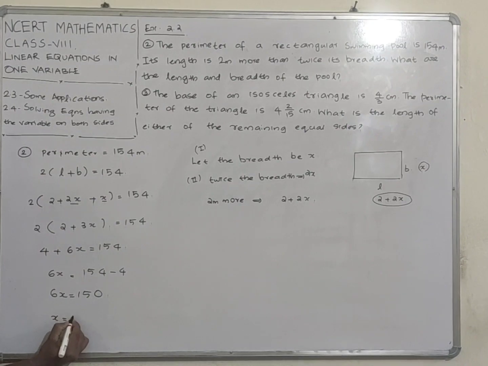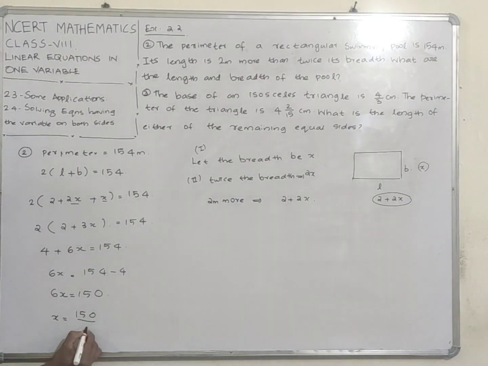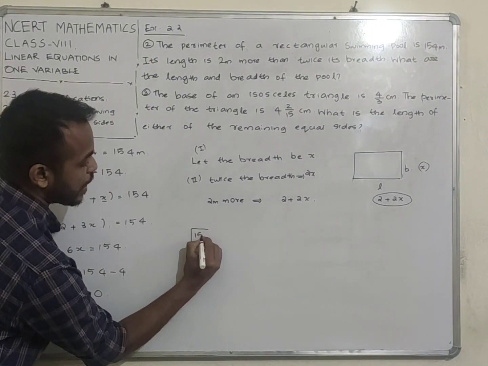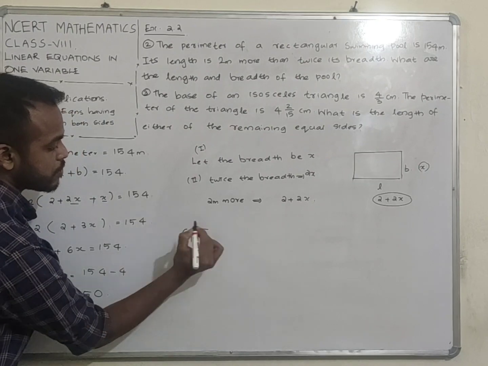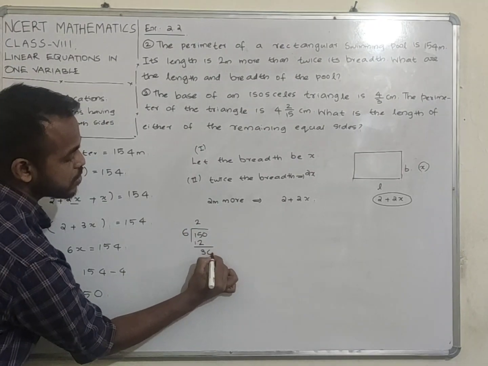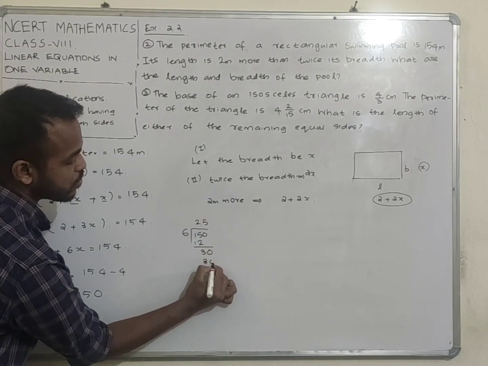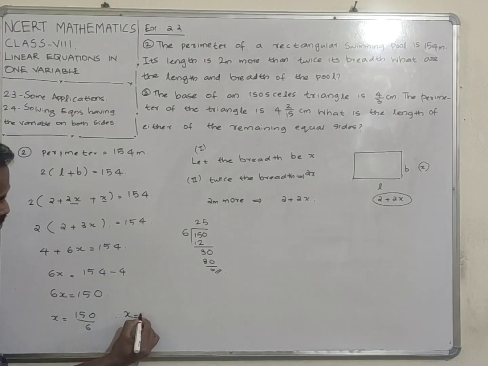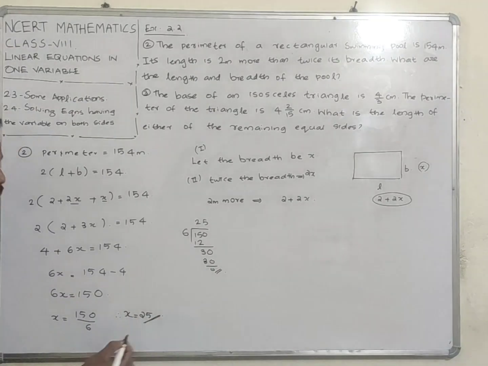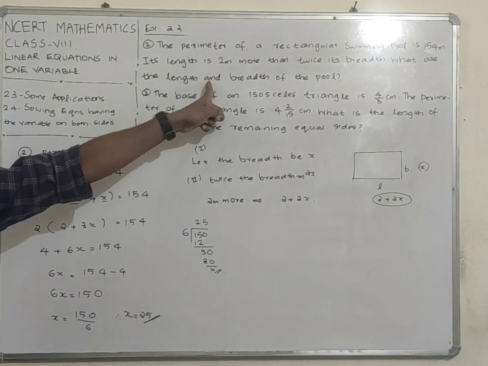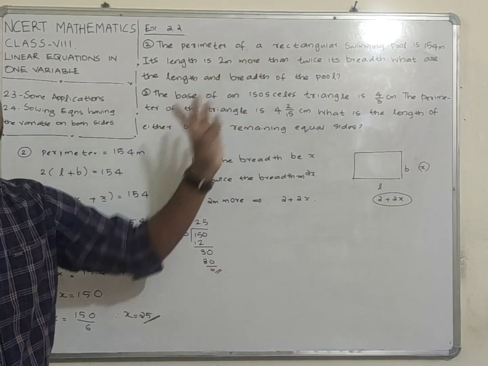And we can find x by finding the value of 150 upon 6. We know 150 by 6. If you have any doubt, you can use the regular division method. So that will give the answer x as 25. And what is x? This is not the end of the question. The question says, what is the length and breadth of the pool.